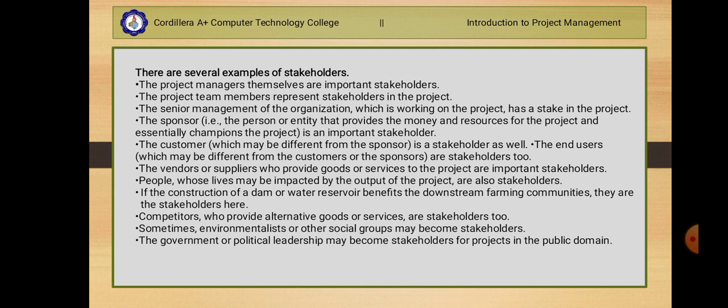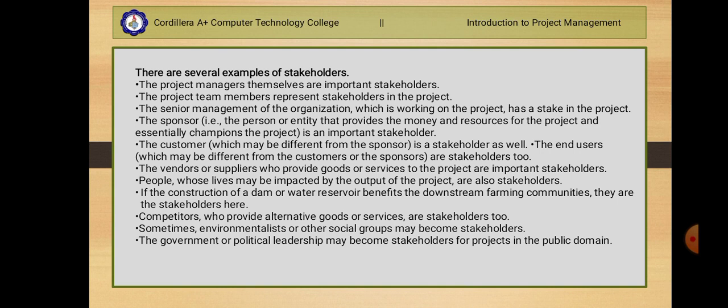Next, competitors who provide alternative goods or services are stakeholders too. Your competitors, for example, in a business. Take Lazada online shopping, right? Its main competitor is Shopee. So competitors who provide alternative goods or services are also considered stakeholders.